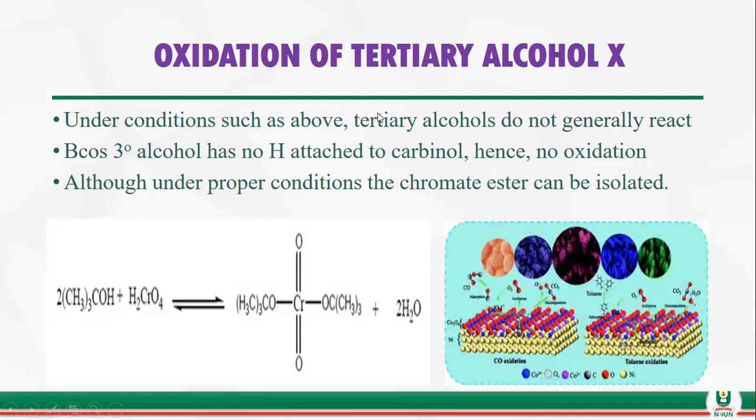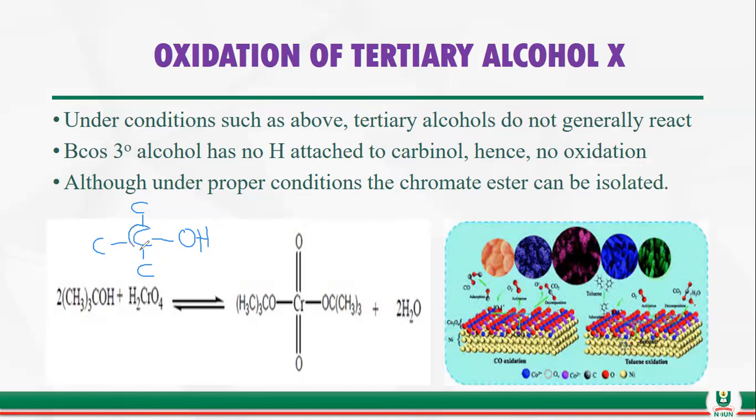So under such conditions the tertiary alcohol does not generally react because tertiary alcohol has no hydrogen attached to the carbinol carbon. You remember oxidation has to do with removal of the hydrogen that is attached to that carbon. Then you have oxidation. But in a tertiary alcohol, let's look at it. Out of the 4 bonds of the carbon in a tertiary alcohol, the first bond is linked to OH, which makes this carbon the carbinol carbon. The other 3 bonds are linked to carbon. And you remember that oxidation means removal of hydrogen.